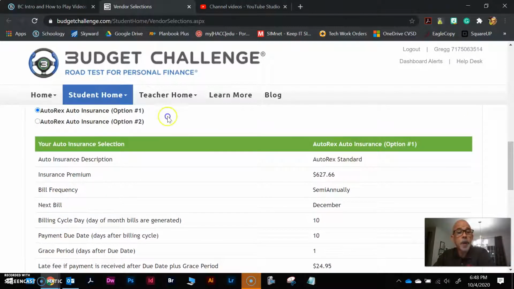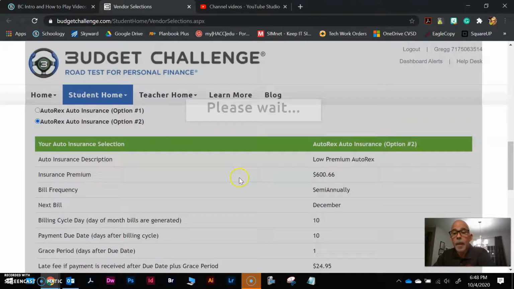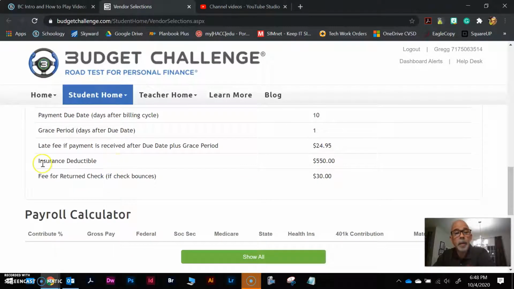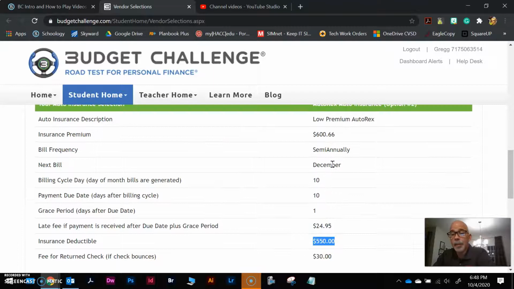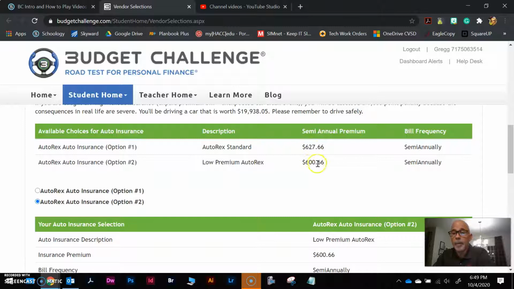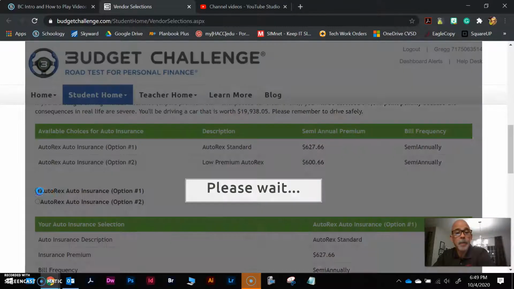If I choose option number 2, this is the one that has a lower bill, so it's $27 less, but the deductible is $550, so it's a $200 difference more. So you pay out of your pocket $550 versus $350, and then the insurance company would pay the remainder of that. So it's sort of, where do you want to balance things? If there's an accident, you're going to be paying more in this one here.